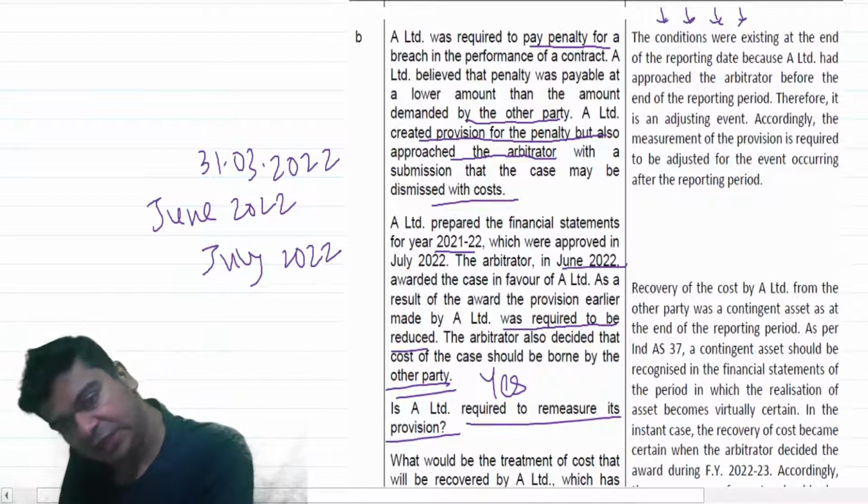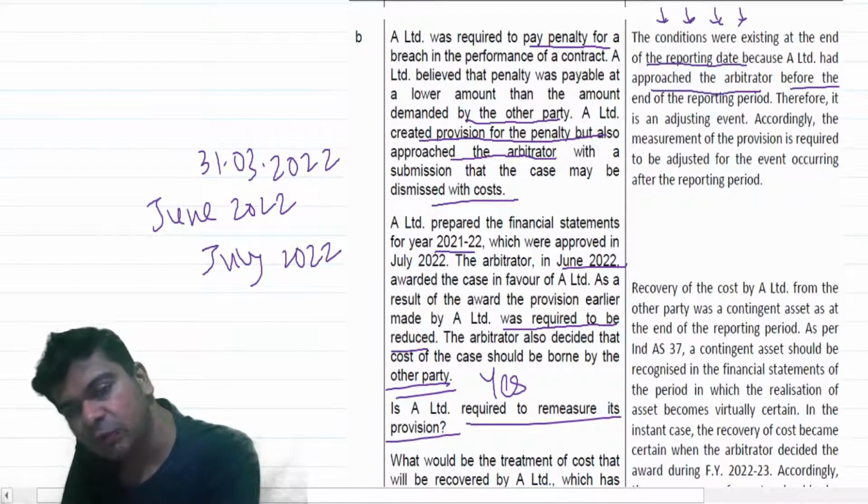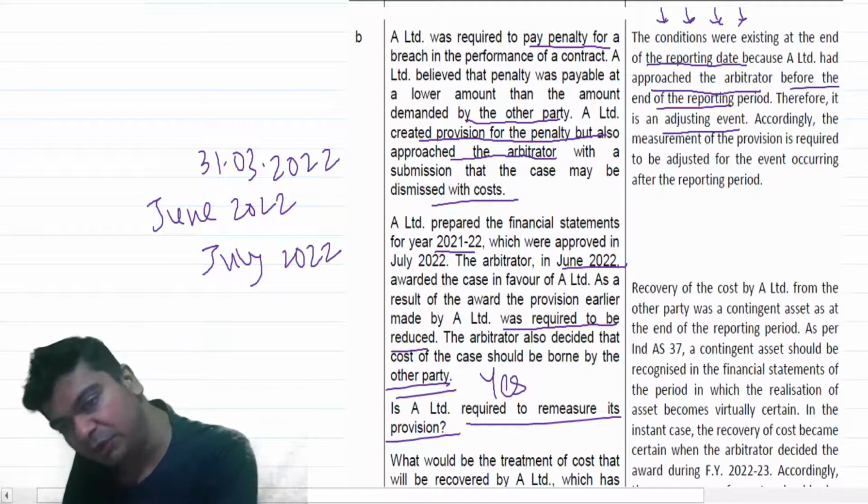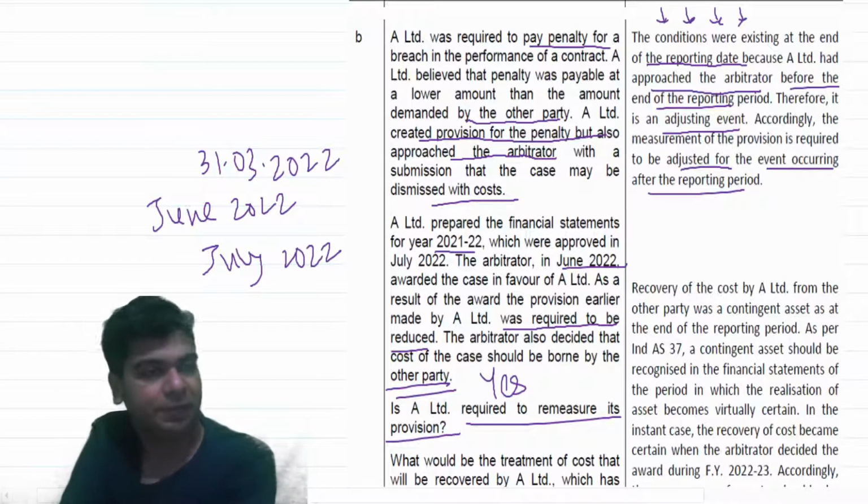The conditions were existing at the end of the reporting date because A Limited had approached the arbitrator before the end of the reporting period. Therefore, it is an adjusting event. Accordingly, the measurement of the provision is required to be adjusted for the event occurring after the reporting period.